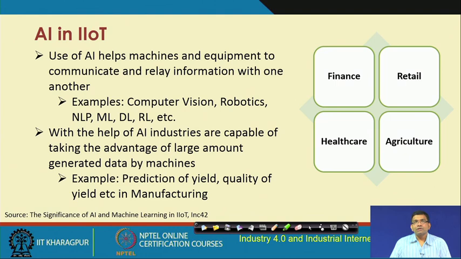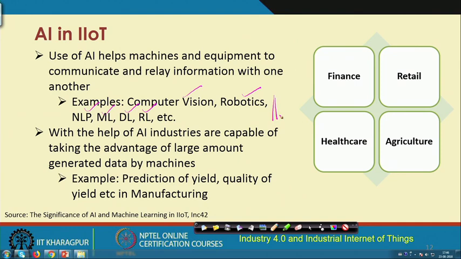For these specifically, you could use computer vision, robotics, NLP, ML, DL, RL, all of these things that we have talked about so far. So, with the help of AI, industries are capable of taking advantage of the large amount of data that is generated by the machines to do something better. So, one aspect is to improve upon the communication, automation, relay, etcetera, using AI.